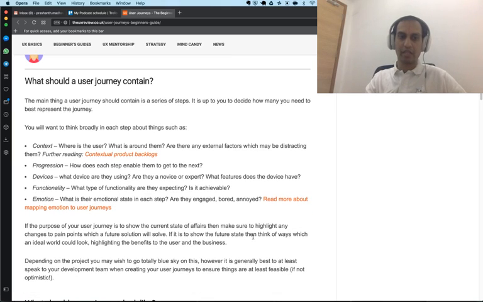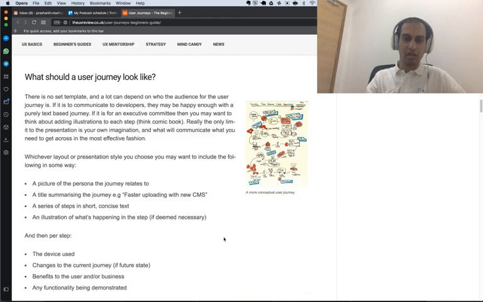So we start with the context, the user specifically, the progression, each step in terms of how they proceed, and what devices. When we say devices, it is not specifically physical devices, but what kind of things they're using, what functionality they use to achieve their goal, and what emotions they feel: are they frustrated, or are they happy. That helps us design each of the features.